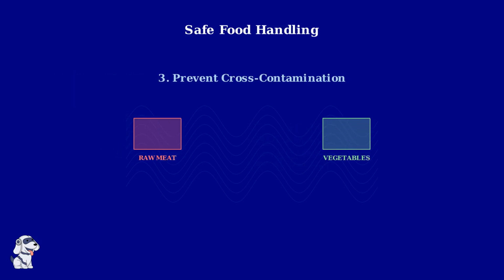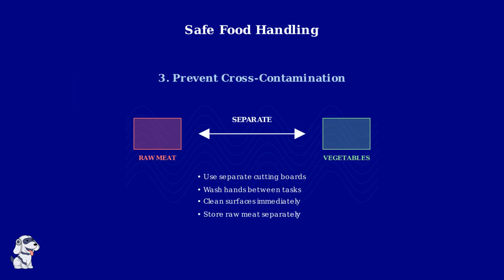Cross-contamination occurs when harmful microorganisms transfer from one surface to another. Use separate cutting boards for raw meat and vegetables. Wash your hands between handling different foods. Clean surfaces immediately after use, and store raw meat on the bottom shelf of your refrigerator to prevent drips.